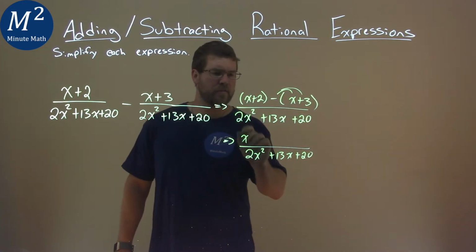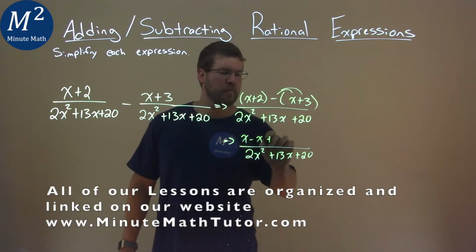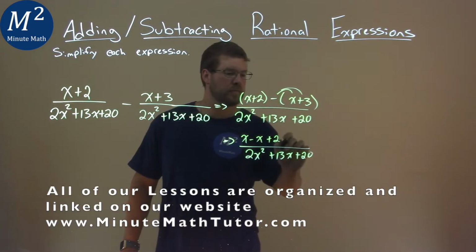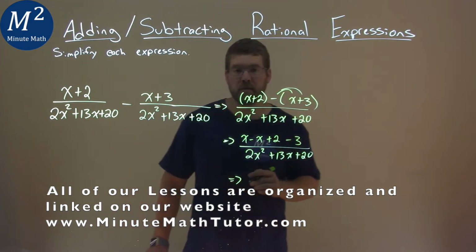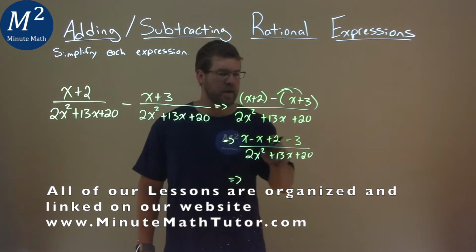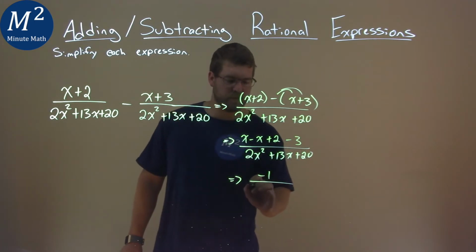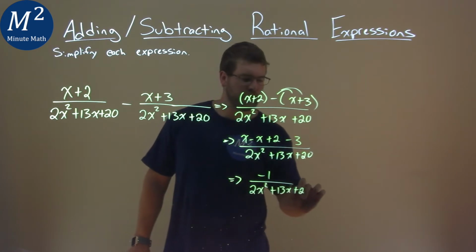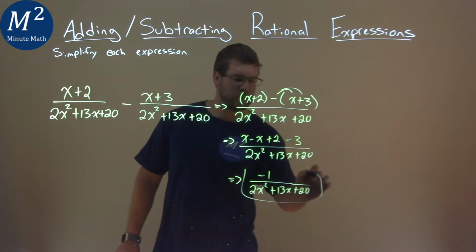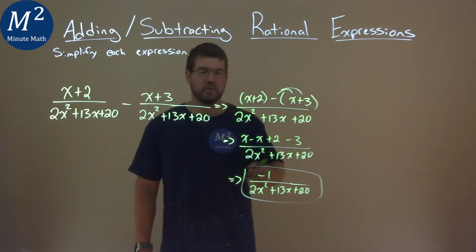So we have an x right here minus that x. Then we have positive 2 minus the 3. So now we combine the like terms. x minus x is a 0. Don't need to write that. And 2 minus 3 is a negative 1. Denominator stays the same, 2x squared plus 13x plus 20. And we now have our final answer here: negative 1 over 2x squared plus 13x plus 20.